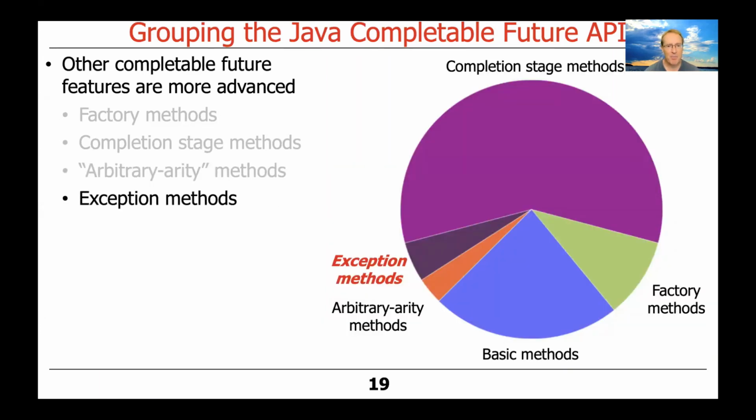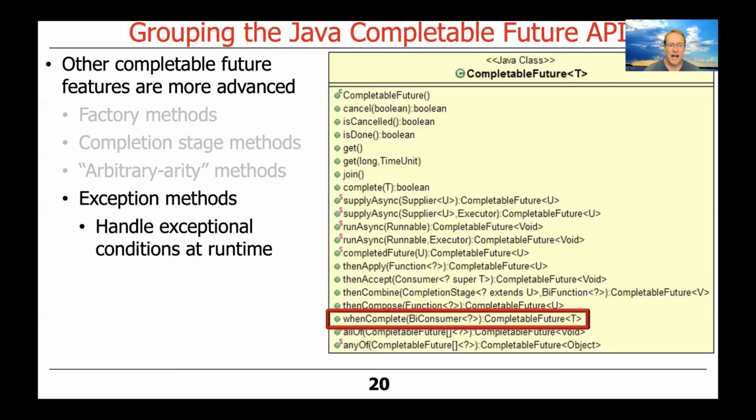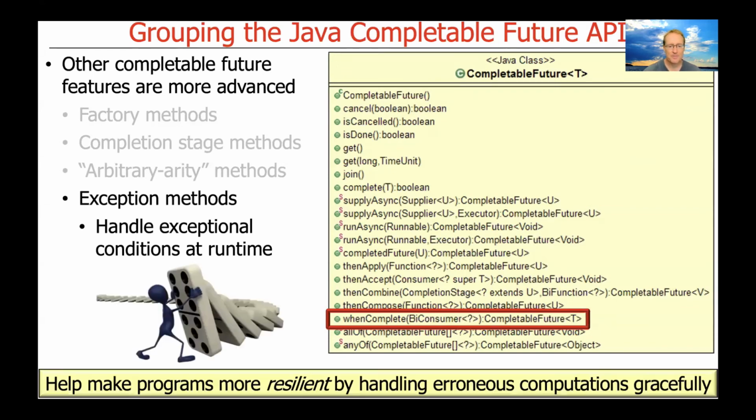Yet another type of advanced completable future API category are the exception methods. And what they do, as the name implies, is they help to handle exceptional conditions that occur at runtime. And an exceptional condition is something that throws an exception. And we'll see there's about 3 or so different ways of handling exceptions, and they come with different pros and cons and different capabilities. So we'll go through all of those later.